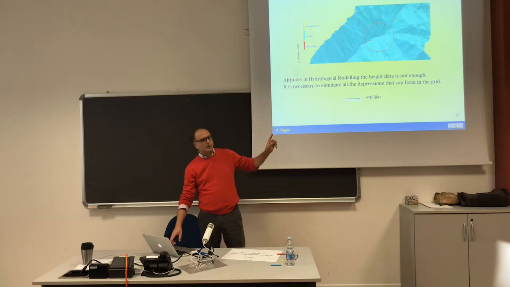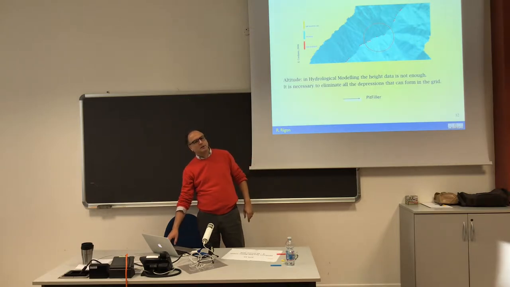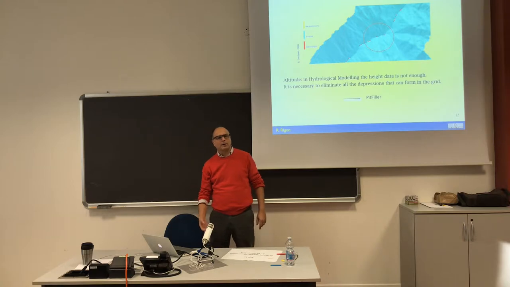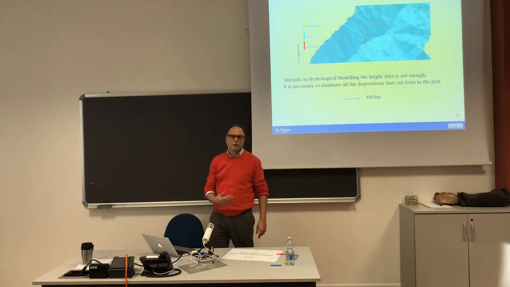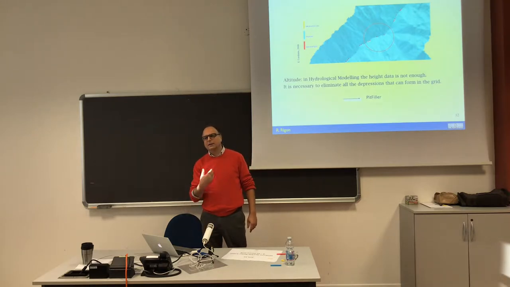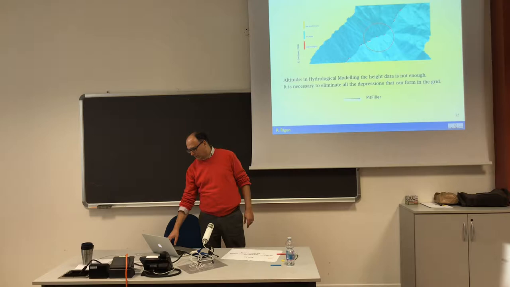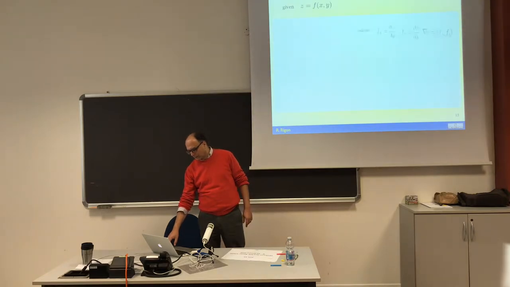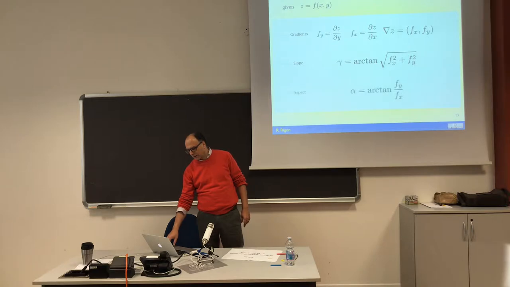And the red points are points with depressions that we fill. So the first operation we have to do when we have a DEM from the hydrological point of view is to get rid of those things, flooding the pits and filling them. Obviously, there is some mathematics.